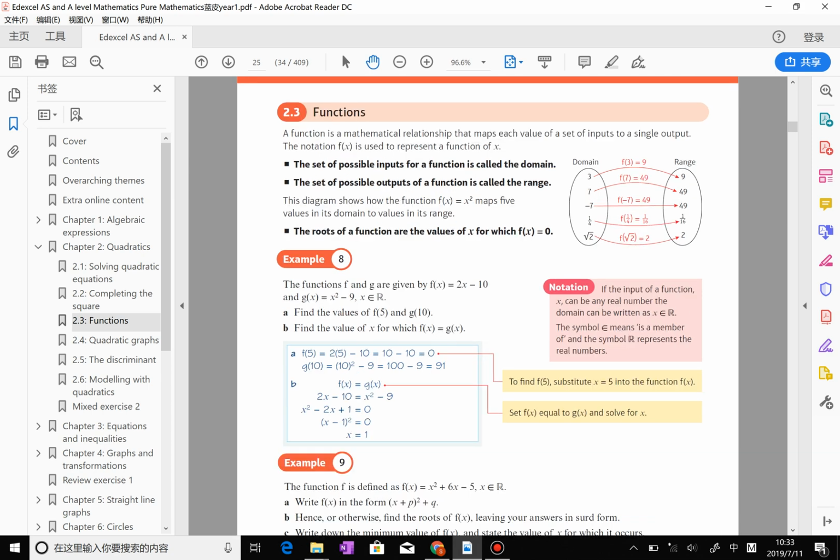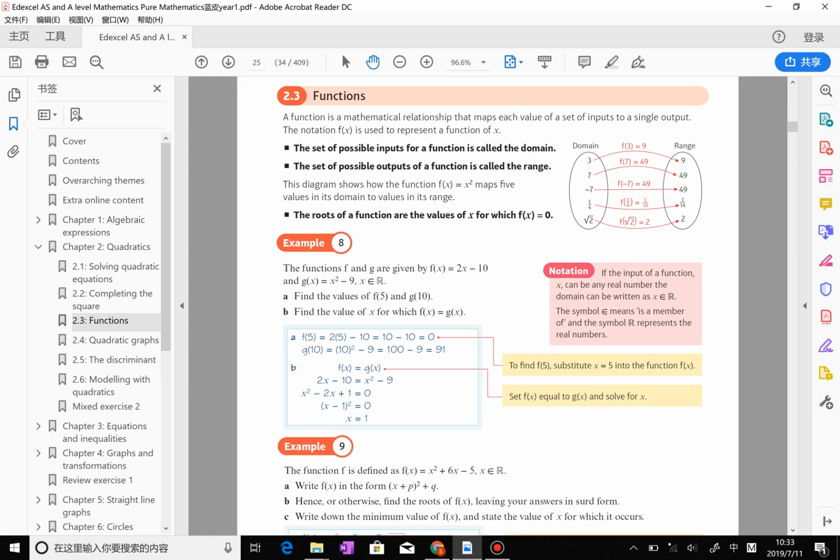Before we learn this, there are 3 points you need to know. The set of possible inputs for a function is called the domain, and second, the set of possible outputs of a function is called the range. And third, the roots of a function are the values of x for which f(x) equals 0. Since we've already learned the 3 key points for 2.3, let's go to example 8.